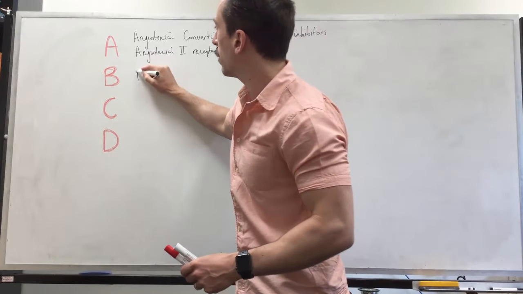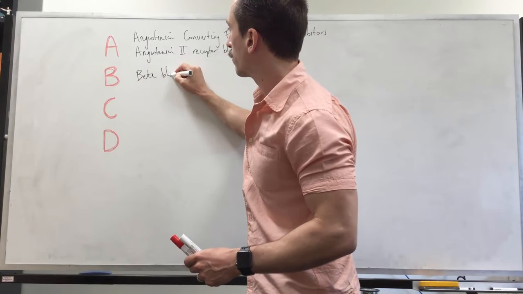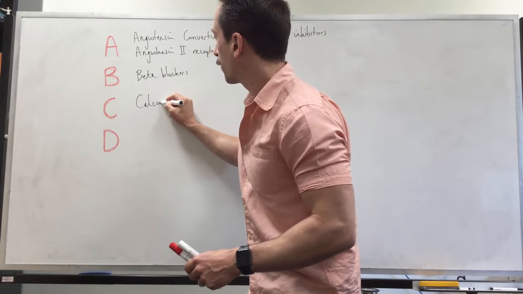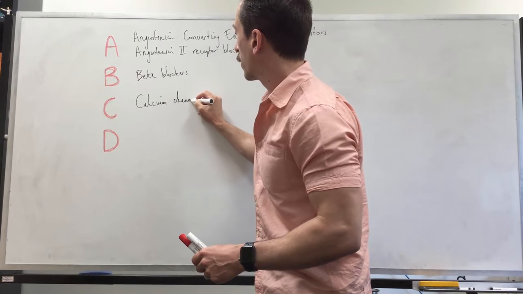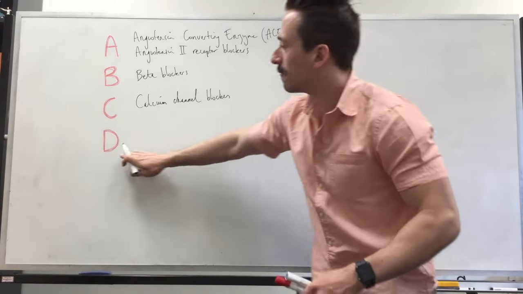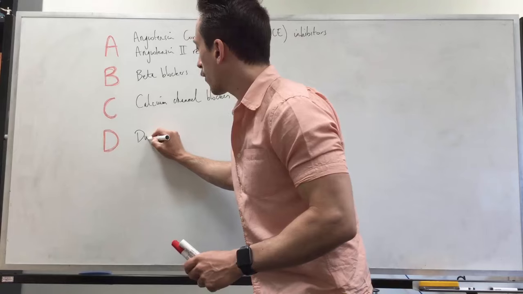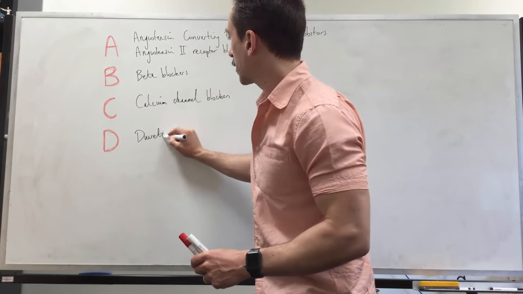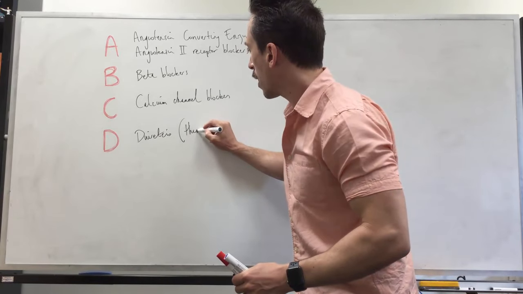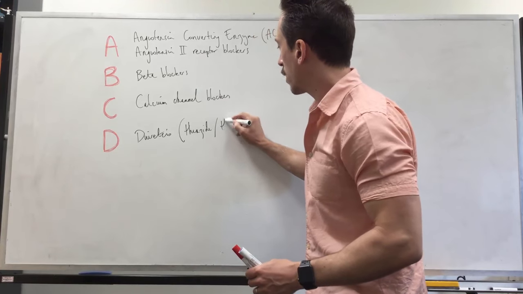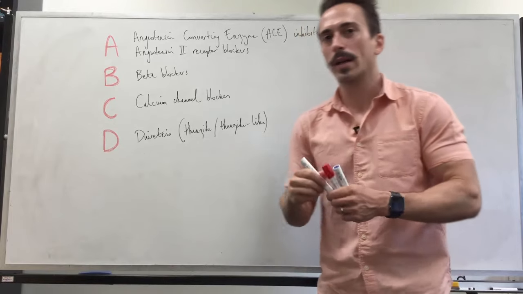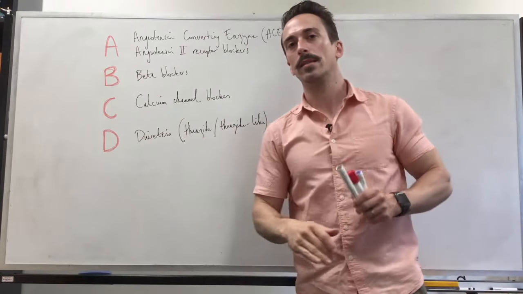For B, we've got beta blockers. For C, we have calcium channel blockers, also known as long-lasting calcium channel blockers. And for D, we have diuretics. And there's many different types of diuretics, but when we look at the diuretics used as antihypertensives, we're specifically referring to the thiazide diuretics or thiazide-like diuretics. All right, so this is the quick and easy way to remember the mainstay antihypertensive medications.